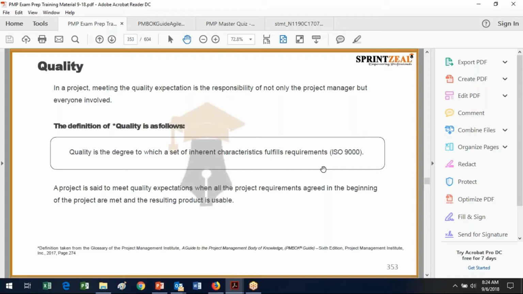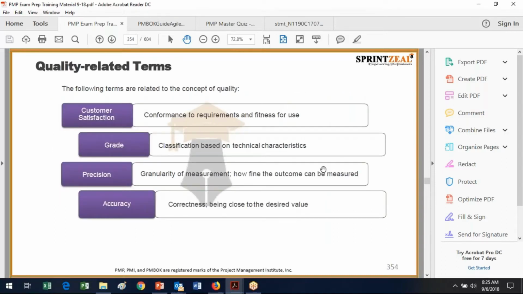So again, a project is said to meet quality expectations when all the project requirements agreed to in the beginning, i.e. all the requirements, are met and the resulting product is usable. Because of course, do you remember those MC Escher pictures where the one hand is drawing the other hand, and you can draw things that can't be built. So you have to have reasonable and non-conflicting requirements.